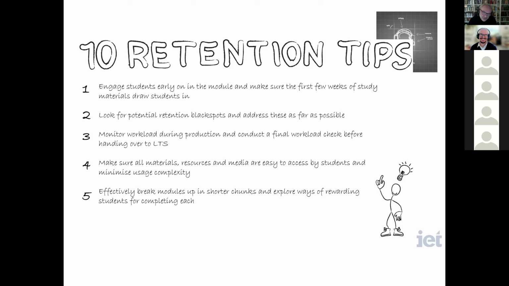Look for potential retention black spots and address these as far as possible. So I think this was almost knowing that you've got some slippery road coming up. In week 6, we're going to be doing an online collaborative activity. Lots of students find this really hard. It's really useful though. You have to do it, stick with it, but just prepare them for it, so it doesn't come as a surprise and they get fed up and drop out. Then monitor the workload during production, as we've mentioned in the previous study we've done, and make sure we do a final check before we head over to production. LTS is our production people. Make sure materials are easy to access.